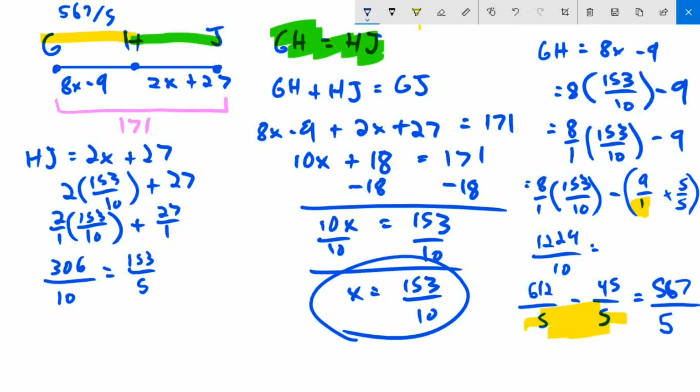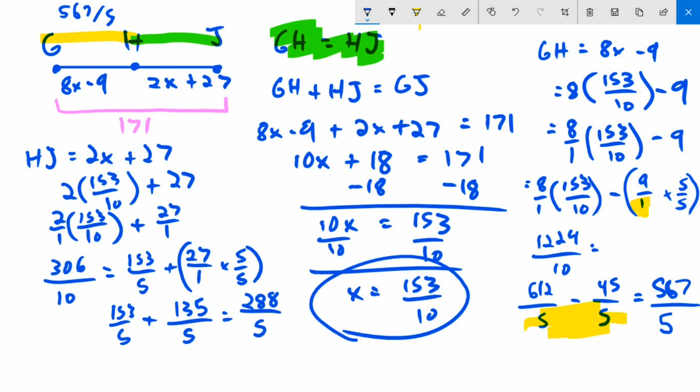Okay? And now we're going to get 27 over 1 to be the same denominator. So we're going to multiply by 5 over 5. And what's 27 times 5? 27 times 5 equals 135. So 153 over 5 plus 135 over 5. So let's add these two numbers together. What's 153 plus 135? 288 over 5. And that would be HJ. So HJ is 288 over 5.